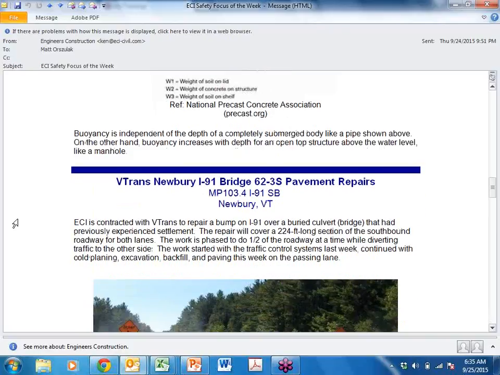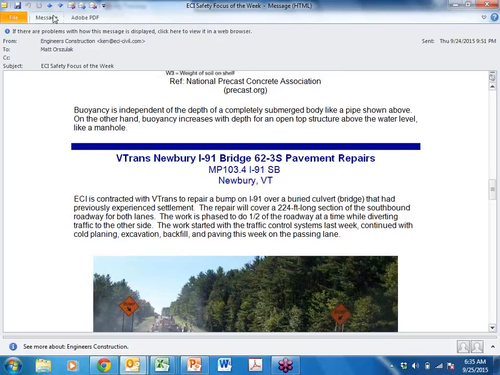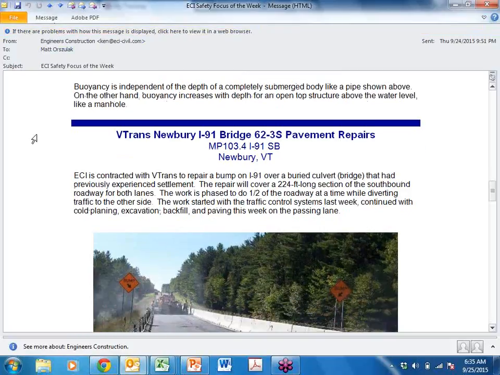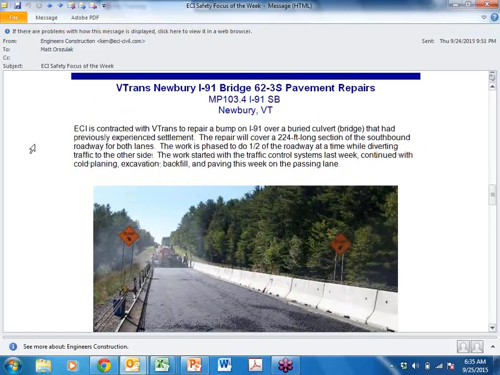So something to keep in mind. Water is a very powerful force, as we are all aware of. So for a project this week, I'm highlighting the V-Trans Newberry I-91 Bridge 62-3S pavement repairs. That's at milepost 103 on the southbound lane of 91.